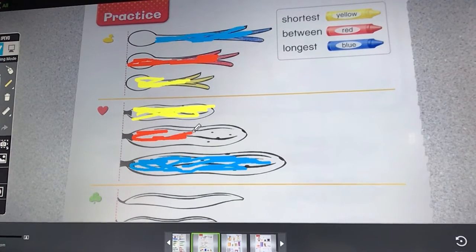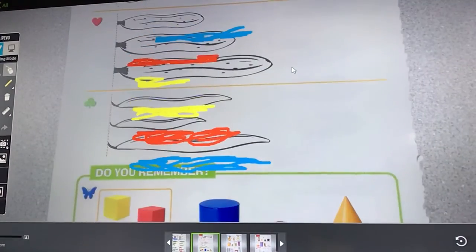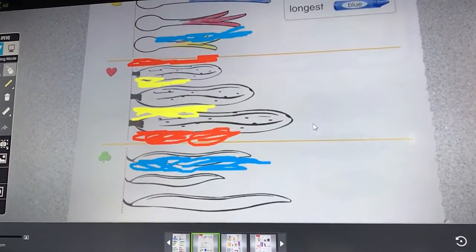How are you doing? You finished yet? You take a look at the top, and they helped you with that first one in the yellow duck. The top one is blue, it's the longest. The middle one is red, it's in between. The bottom one is yellow, it is the shortest. Whoops, better not take that away yet, huh?